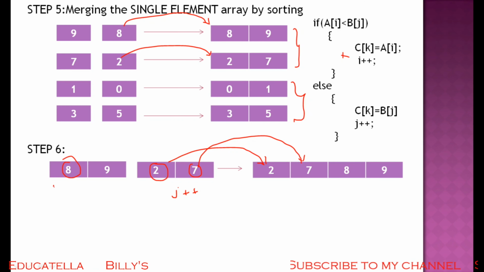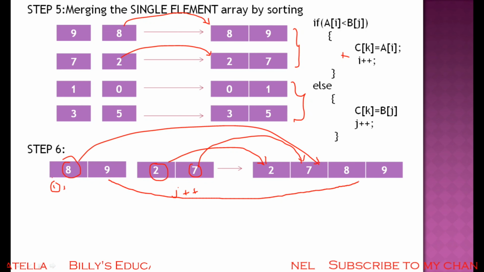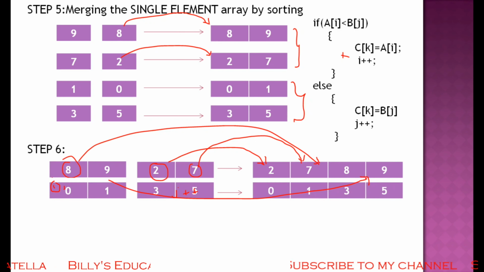So here the i value doesn't need to be incremented because these will be put into the array directly. I said already, if the right array is completely empty, then we will put the left sub array into the temporary array directly. Similarly, next one also.